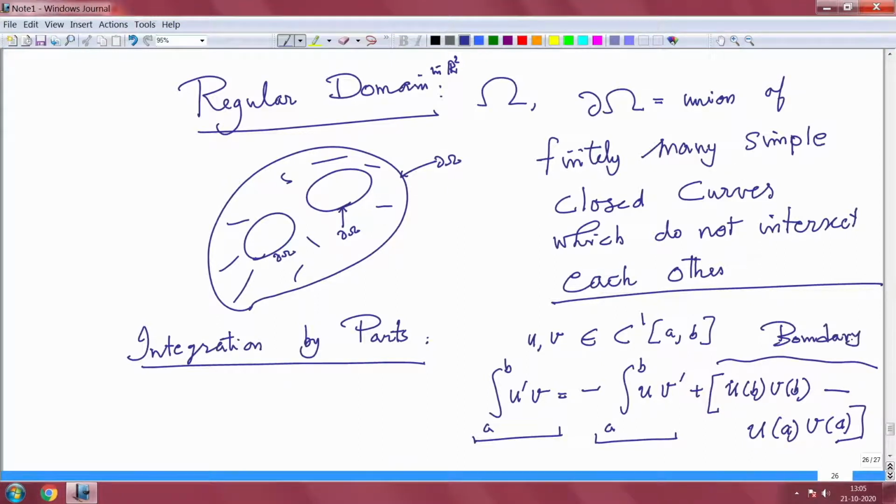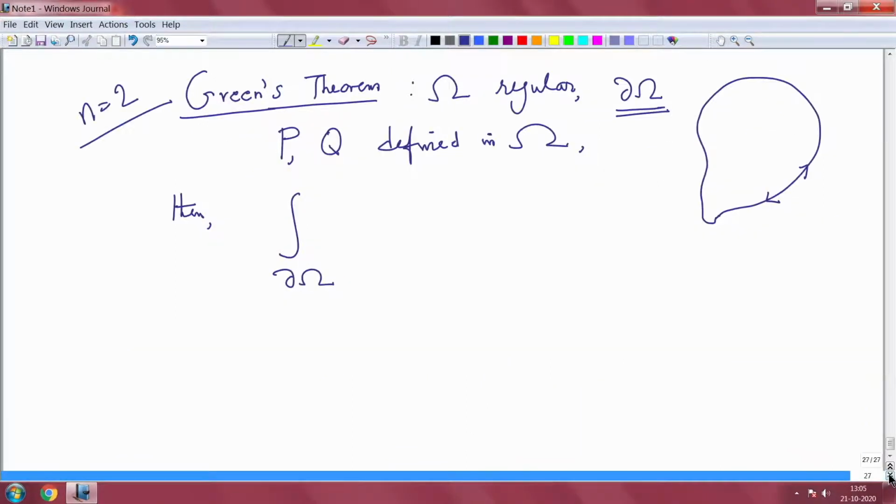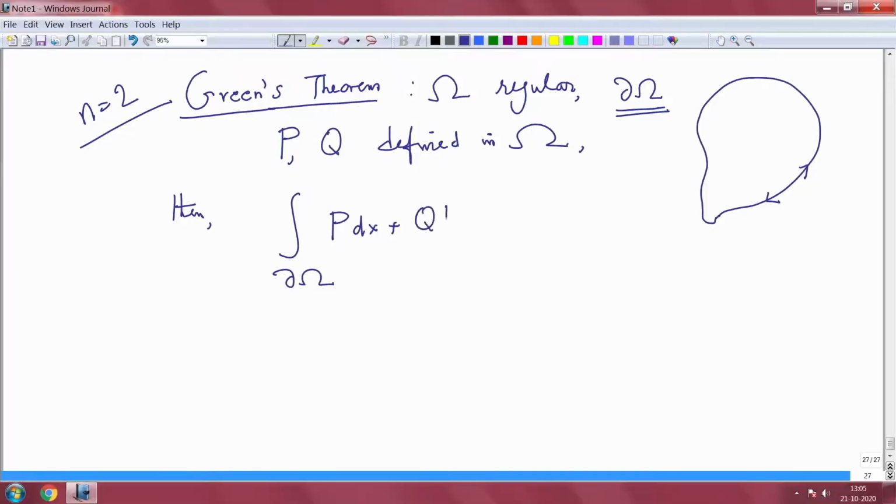When you are trying to do an integration by parts, you will have some boundary values coming into the picture. So, let me use this notation: the integral of P dx plus Q dy equals the double integral over Ω of (∂Q/∂x minus ∂P/∂y) dx dy.